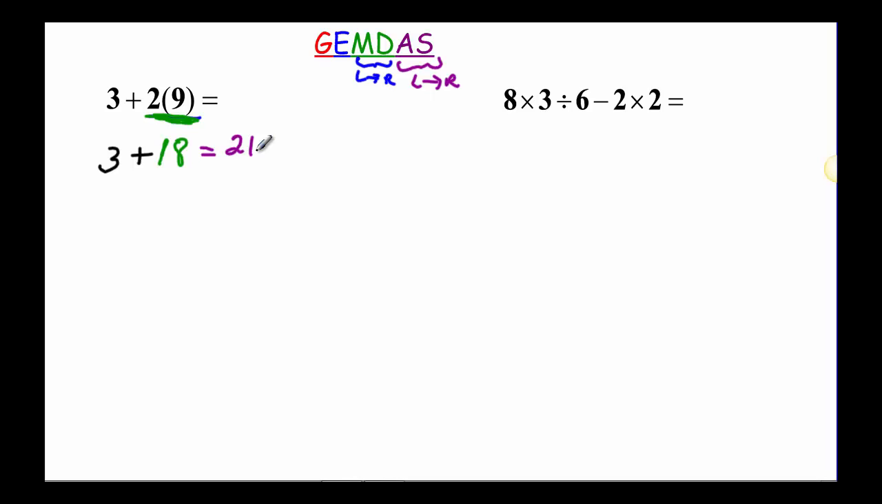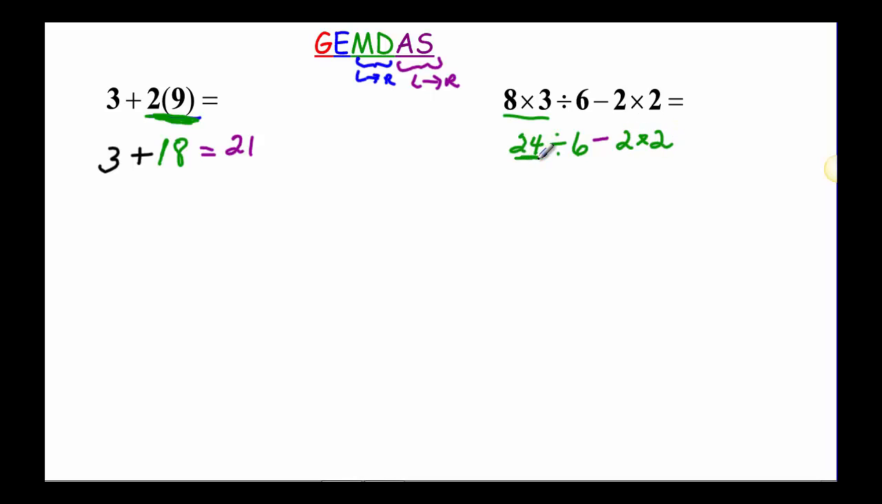So let's try the next problem. Again, we have to start with grouping symbols, and we don't have any. And then we look at exponents, and there's no exponents in this problem. And then we're going to do multiplication and division as we go across. So I have to do this multiplication before I can do that division or that multiplication right there. So 8 times 3 is going to be 24. And then I will divide that by 6. And then I actually will subtract, and then I will have 2 times 2.